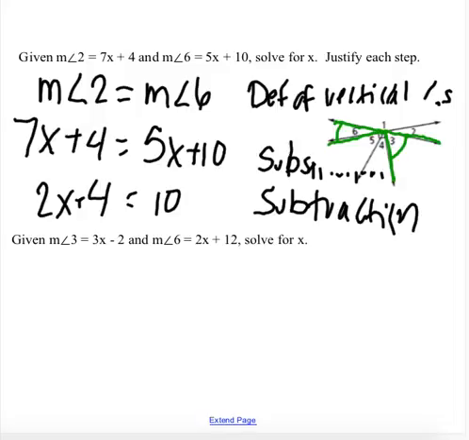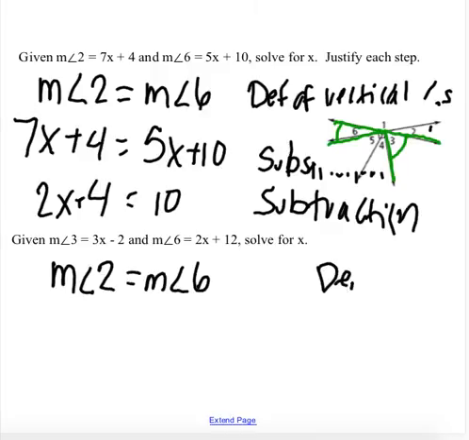This one's gonna get a little bit longer and more complicated. Just follow along, rewind if you need to, and definitely ask questions. So I'm gonna kind of start with the last one. I'm going to say that the measure of angle 2 equals the measure of angle 6. Okay, 2 and 6, remember those are vertical angles. So I'm going to say definition of vertical angles.